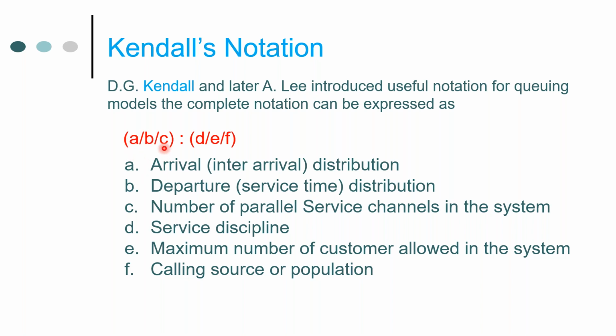Now C represents the number of parallel service channels. If the service channel is 1, then C will be denoted by the number 1. And if the service channels are 2, or multiple, then the number will be mentioned here, or it will be represented by C for multiple channels.